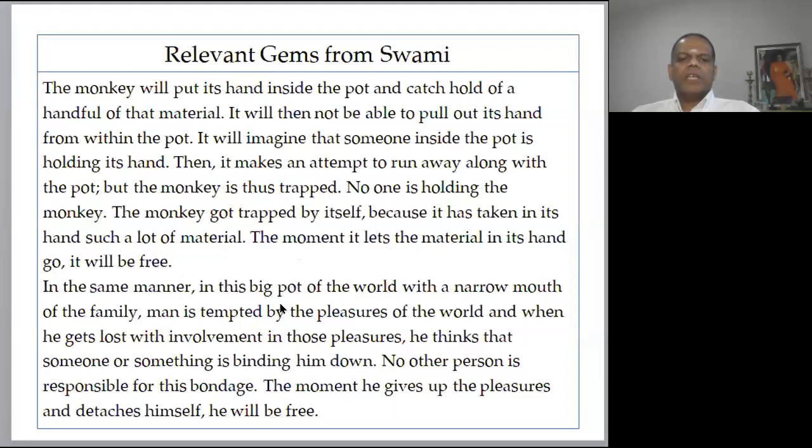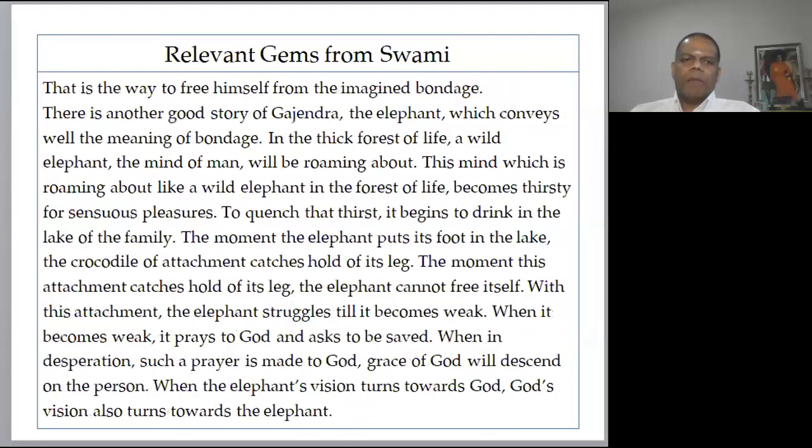In the same manner, in this big pot of the world, with a narrow mouth of the family, man is tempted by the pleasures of the world, and when he gets lost with involvement in those pleasures, he thinks that someone or something is binding him down. No other person is responsible for this bondage. The moment he gives up the pleasures and detaches himself, he will be free. That is the way to free himself from the imagined bondage.